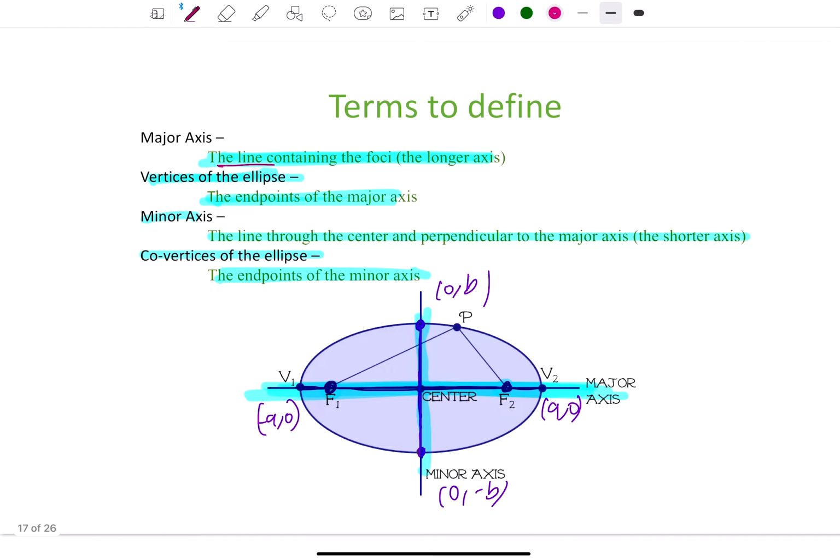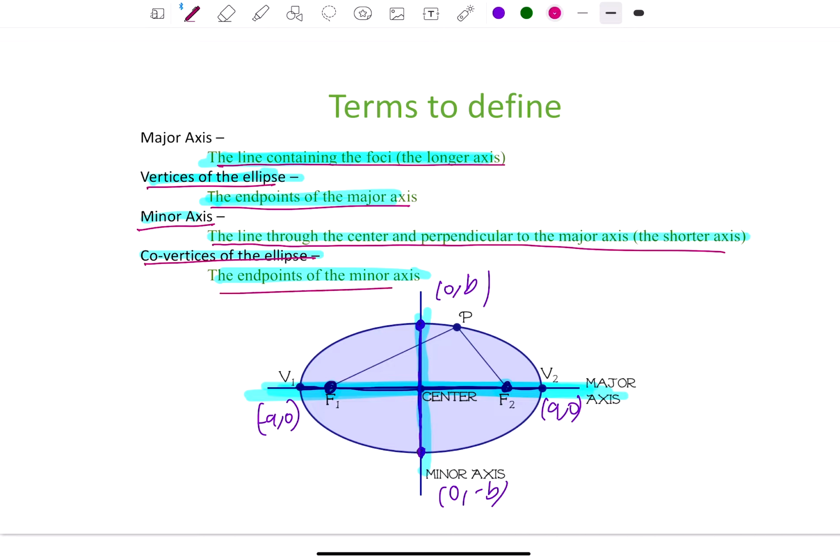The major axis is the line containing the foci, the longer axis. Vertices of the ellipse are the endpoints of the major axis. The minor axis is the shorter axis, the line perpendicular to the major axis that passes through the center. Co-vertices are the endpoints of the minor axis.